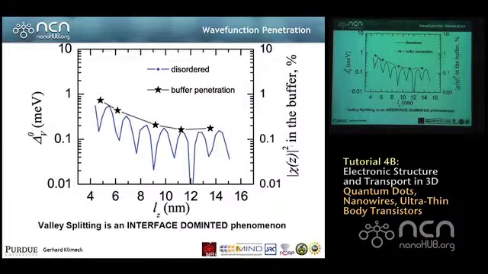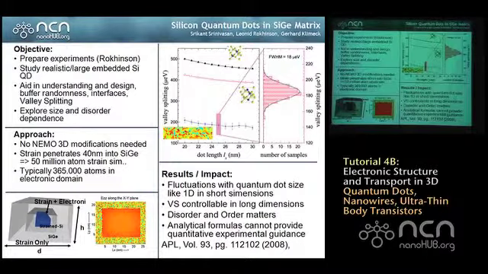Then there's an issue of how deep the wave functions penetrate into the barriers. You can do that with an analytical expression, and the wave function penetration into the barriers goes along with the valley splitting as a function of quantum well height. I'm going to skip over this. The key message here is that in the quantum dot system, disorder in the buffer material matters. The details matter. If you had an ordered system, you would get a rather different result than a disordered system, and the disordered system has some spread to it, which we can analyze.